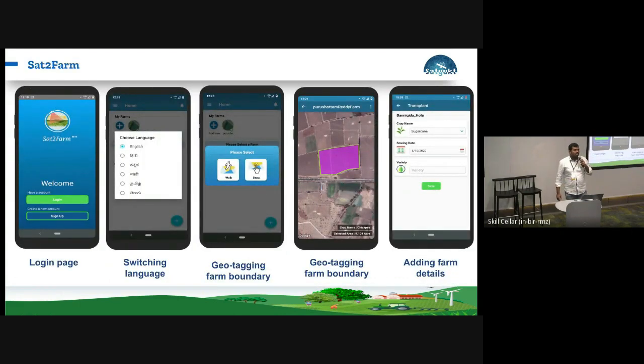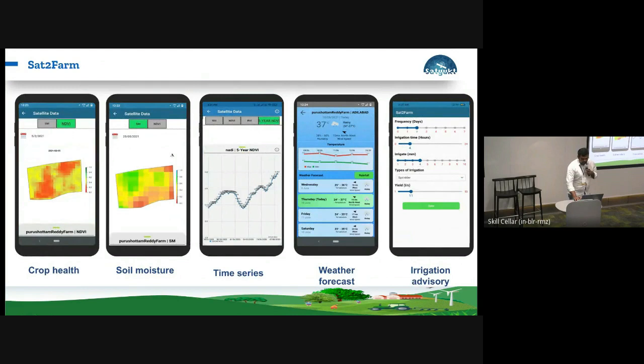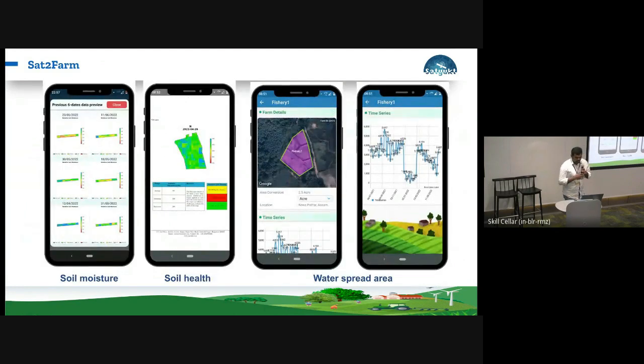First is the login page, and the user can choose the language they want. Either they can walk or draw the farm boundaries, and then they can give the information. Once all the information has come, we give information like crop health, soil moisture, the time series of the data, weather forecast, and then irrigation advisories, and also the crop nutrients and the water spread area, if they can map the water bodies.